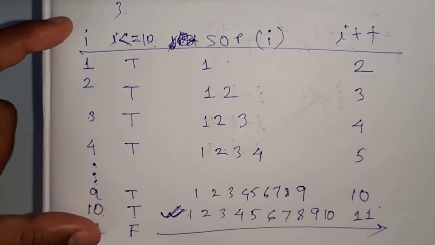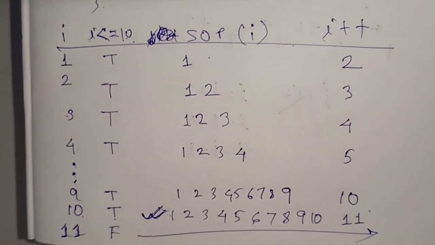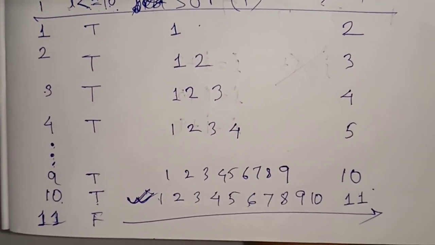This portion we call a dry run. Dry run means the working of our loop. Okay, this is the working.